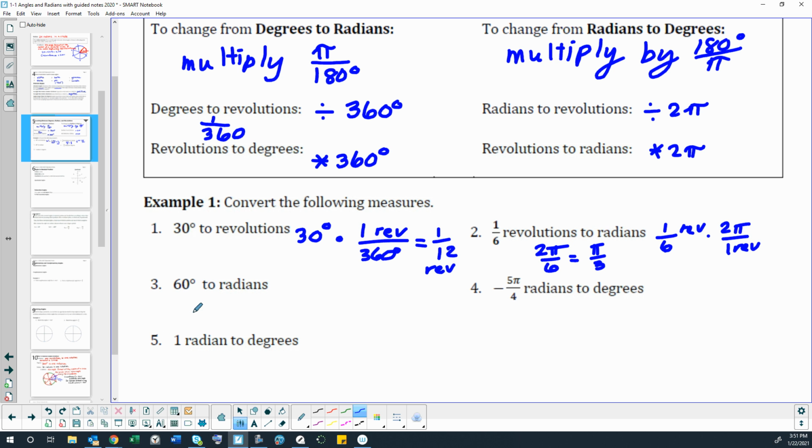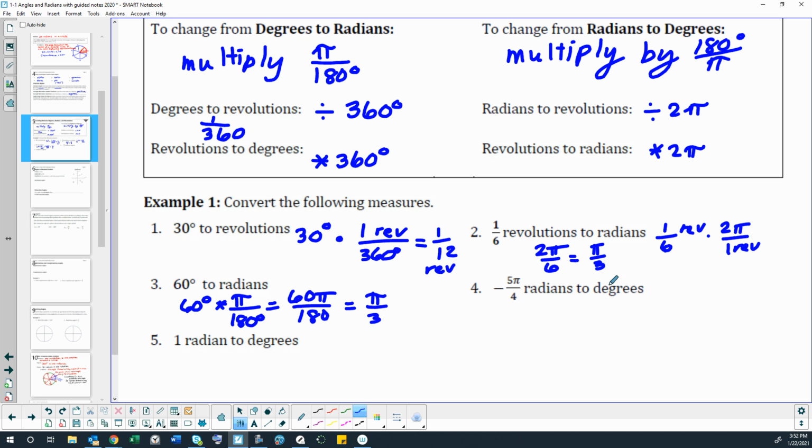Okay, 60 degrees. So 60 degrees to radians, we're going to take 60 degrees, multiply it by pi over 180. If you'd really rather do 2 pi over 360, so you don't have to remember that, you can. It just means reducing 1 more time. So 60 pi divided by 180, 60 goes into 180 3 times. So that answer also gives us pi thirds radians.